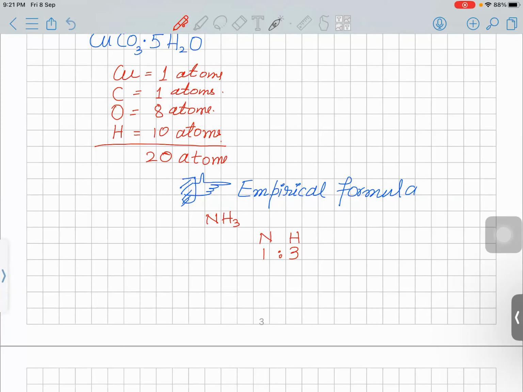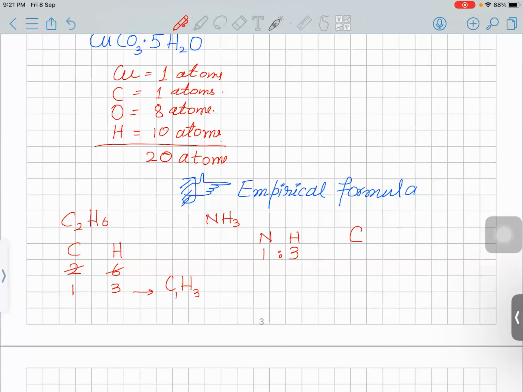Next is C2H6. So 2 carbon and 6 hydrogen. 2 ones are 2, and 2 threes are 6. So the empirical formula is CH3. Empirical formula gives the simplest ratio.